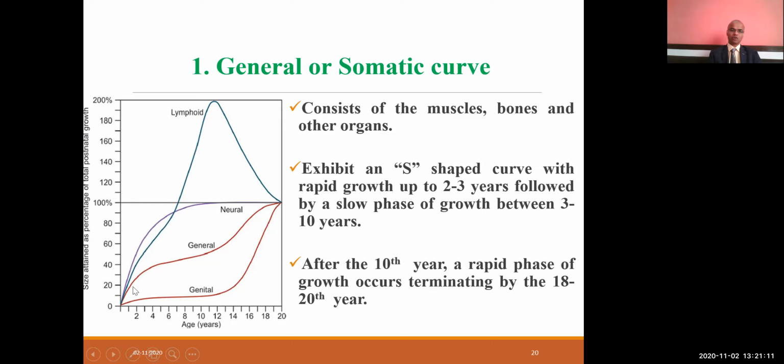So you can see that there is not the same pace of growth from birth to 20 years. Initially, there is rapid growth, then there is minimum growth, and then again there is a rapid growth. So this general or somatic curve shows the classical example of differential growth. So mandible also follows the general or somatic curve.